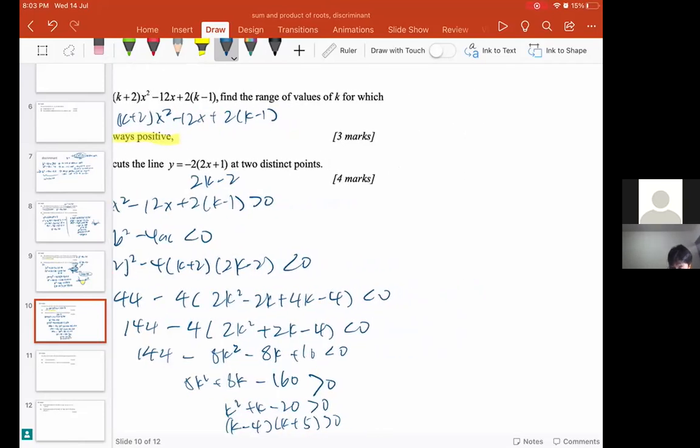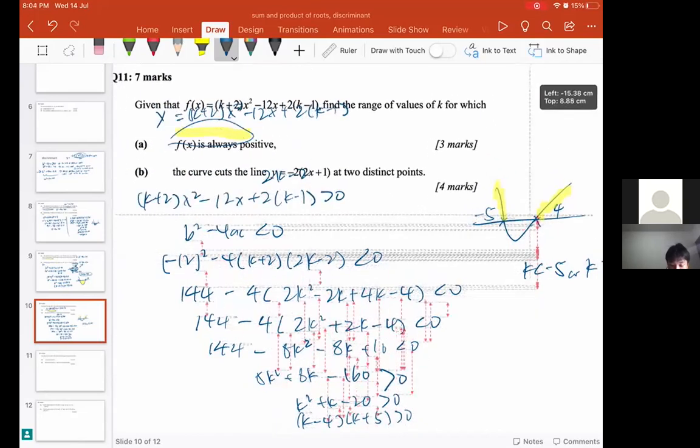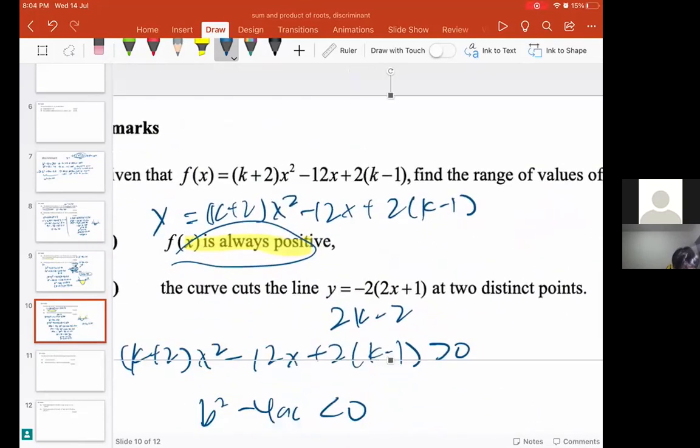So we look at our curve, we have intersection points of 4 and minus 5, and they want the value that is greater than 0. So we have this part and this part. So k is lesser than minus 5 or k is greater than 4. However, it is important to note that we do want it to always be positive, which means there's an added thing we have to look at, which is this k plus 2 value here.